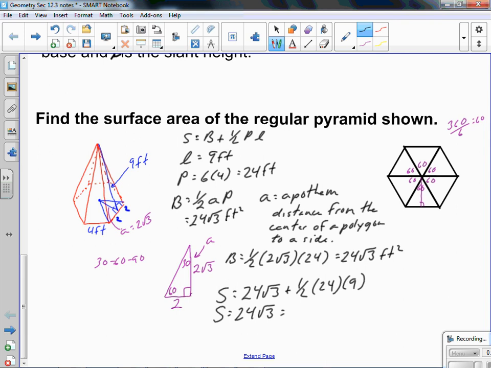So 24 square roots of 3 plus 1/2 times 24 will be 12 times 9, 108. So 24 square roots of 3 plus 108 feet squared would be the exact answer. Or if we went ahead and multiplied that out and rounded it, it's going to be approximately 149.6 feet squared.